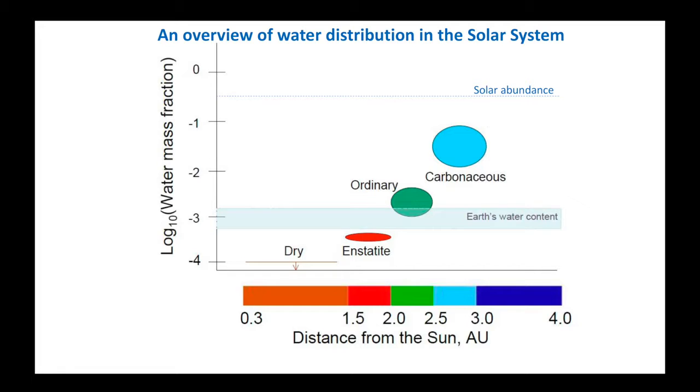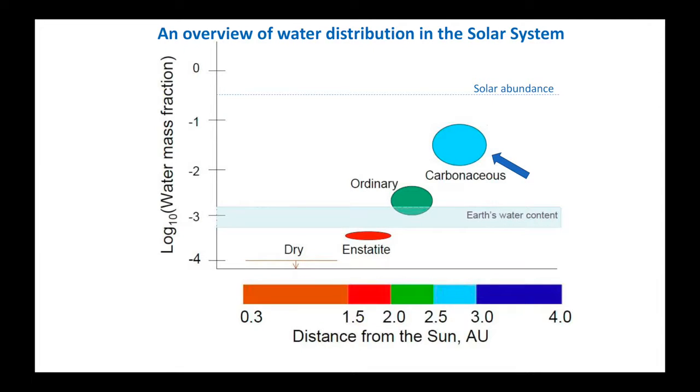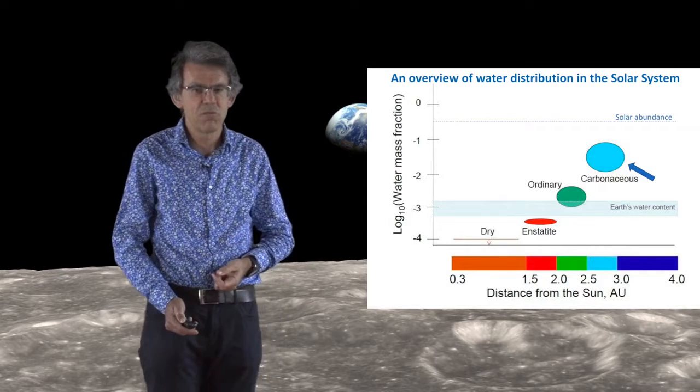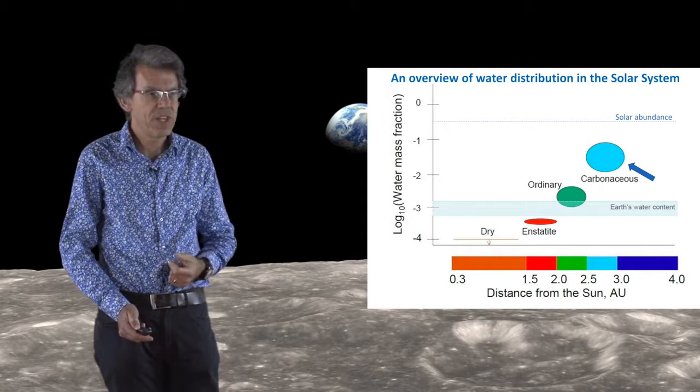We receive from the asteroid belt several kinds of meteorites. Some of them, called carbonaceous chondrites, contain quite a significant amount of water. Several percent of their mass is made of water. And these meteorites come from carbonaceous asteroids, primarily located in the outer asteroid belt between 2.5 and 3 AU.